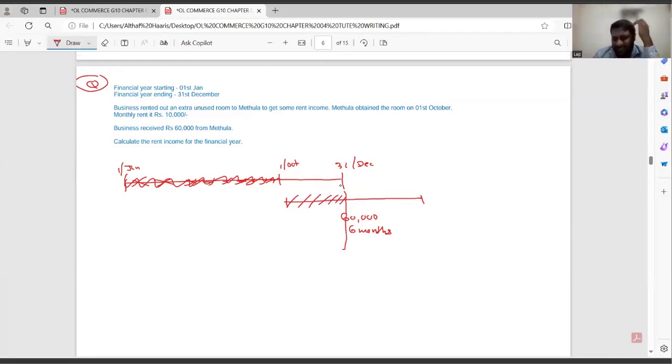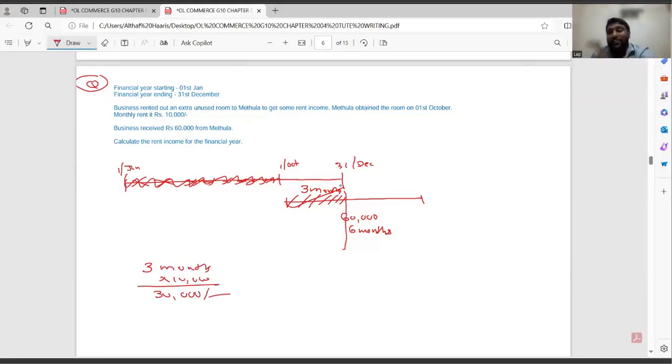The others are not relevant for us. What is relevant for us is what is falling under our corridor. That's it. So for our corridor, how many months are relevant, people? October, November, December. October 1st means the complete month of October, the entire month of November, the entire month of December. For our corridor, relevant is only 3 months. Then what is our income? 3 months into 10,000, 30,000.